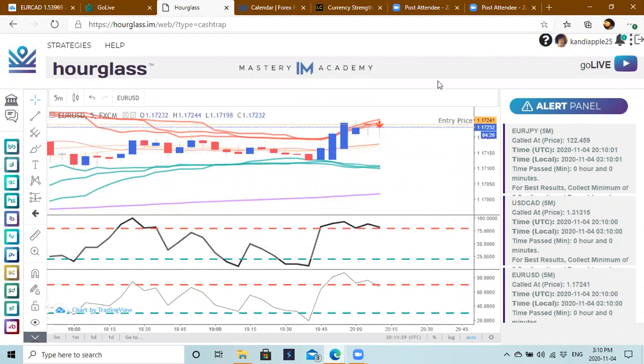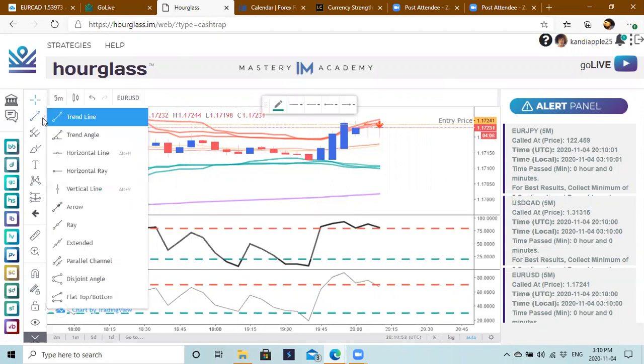Oh, and you guys can also mark up your charts here too. Remember I talked about support and resistance? Okay, so you see this part right here, this little indicator. Well, let me do it. My hourglass never lets me be great. Oh, there it is. Okay, there we go.